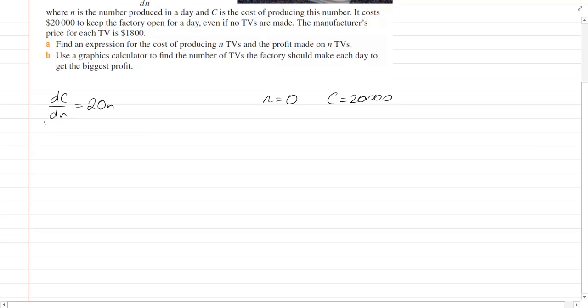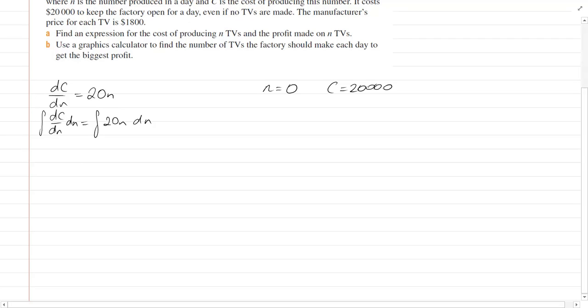So first of all, we need to integrate both sides. And we're going to integrate both sides with respect to n, as this will take us back to a function for just cost. Now I'm going to go through the algebraic methodology behind this, but it isn't necessary that you show all this working. You can now just simply write down C.